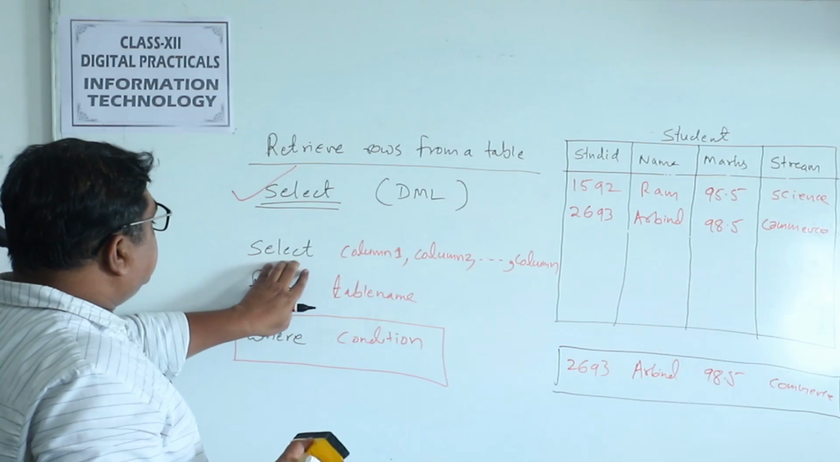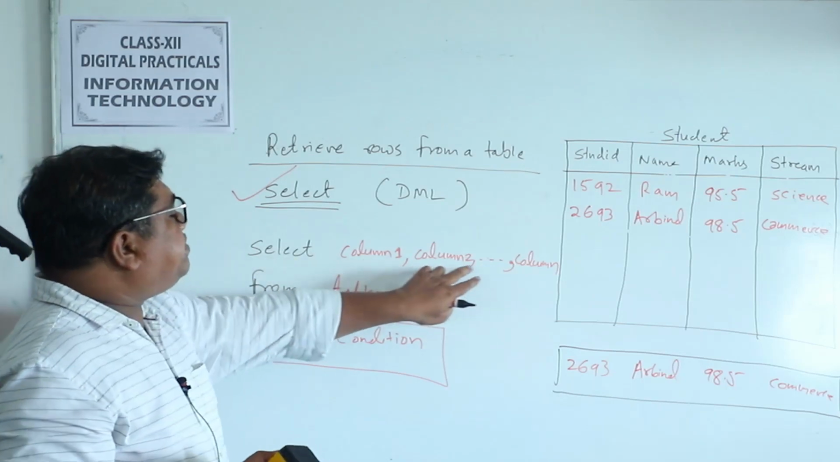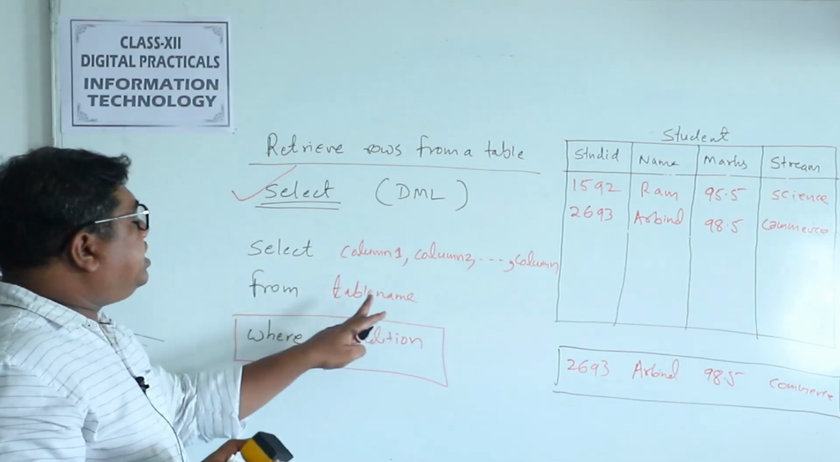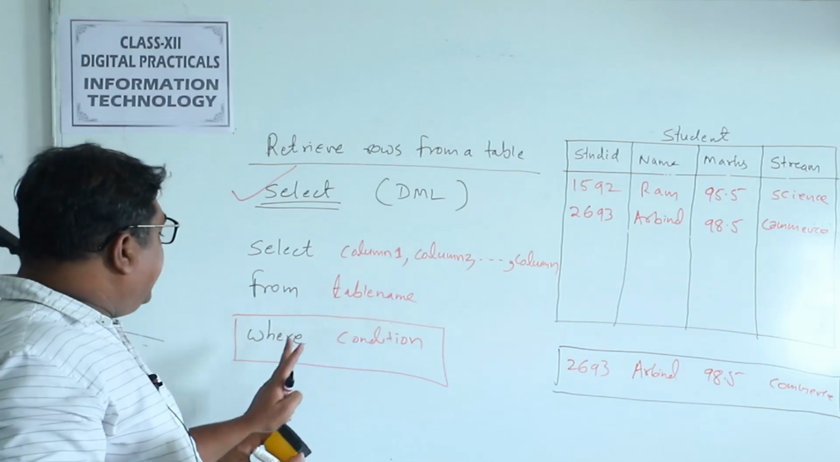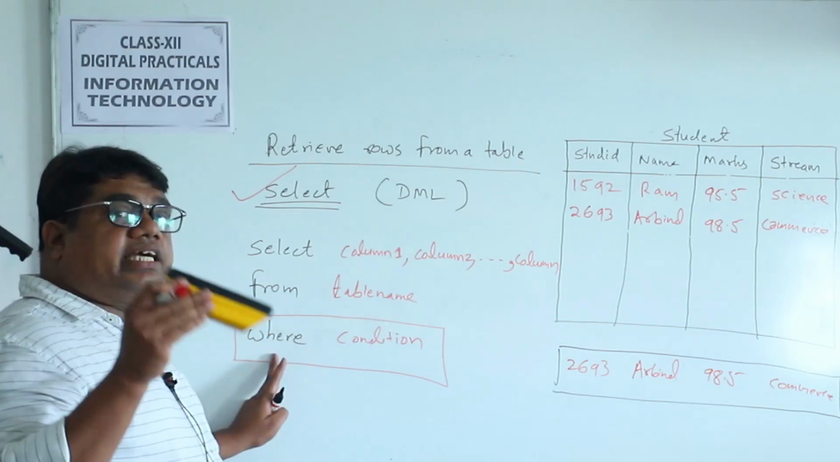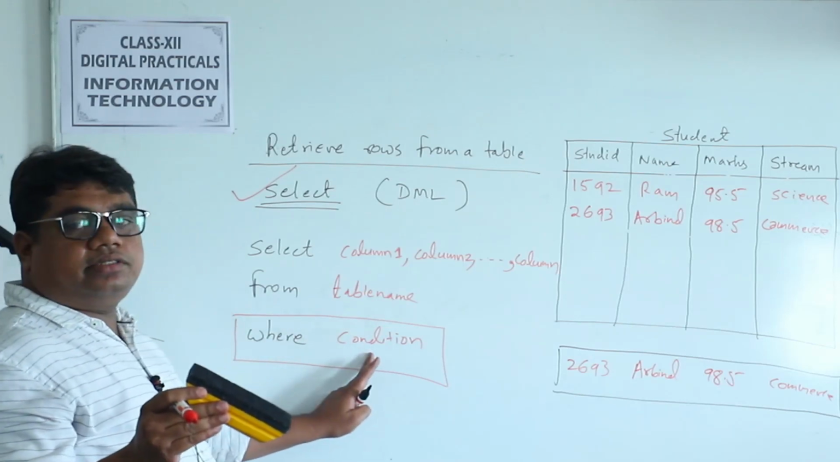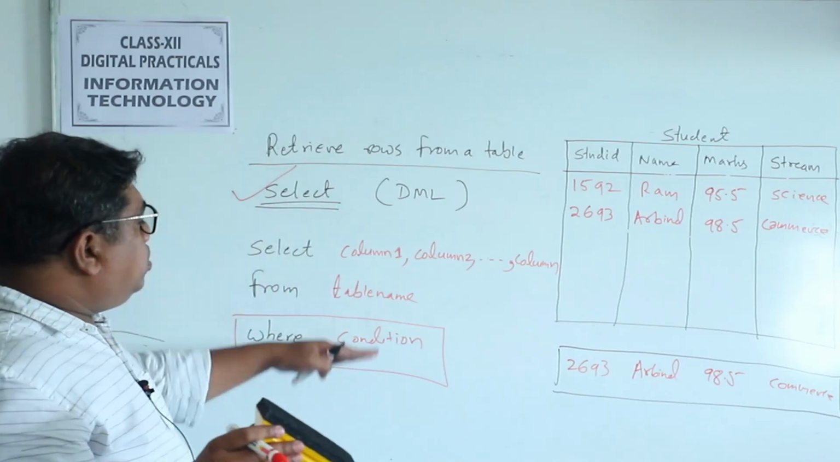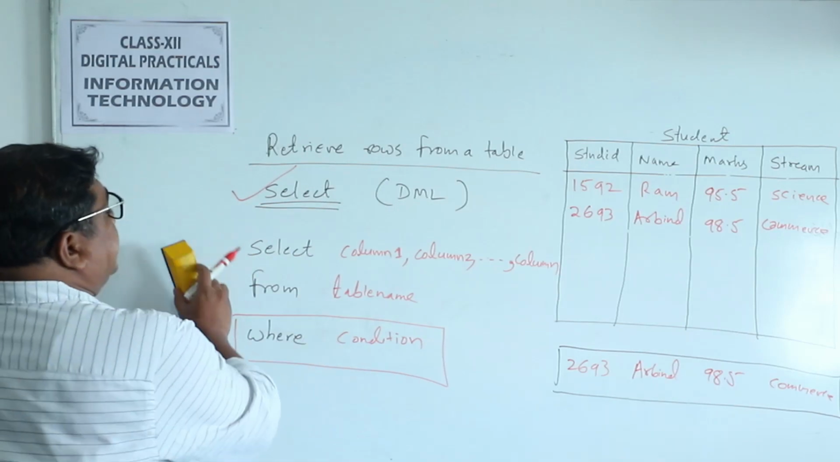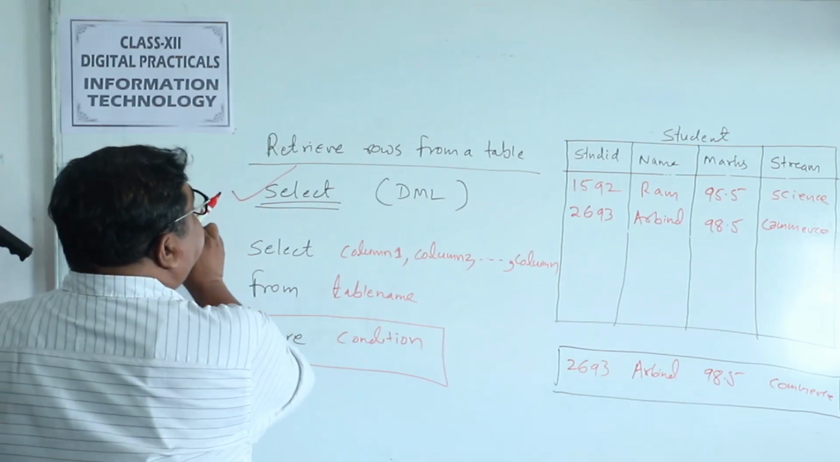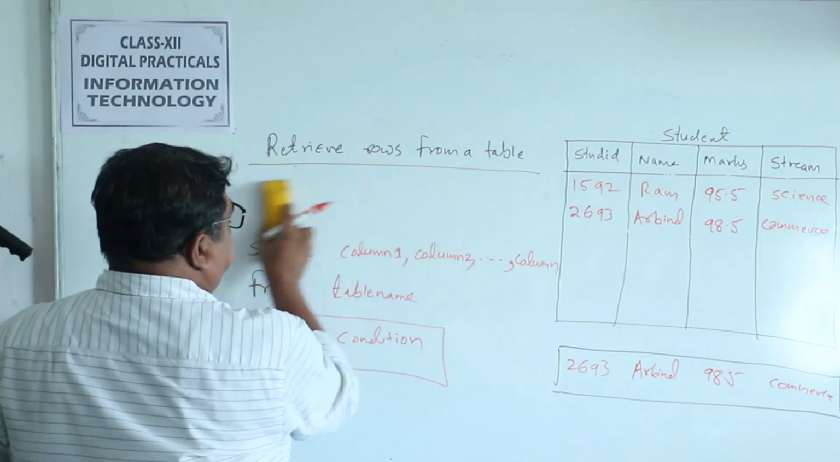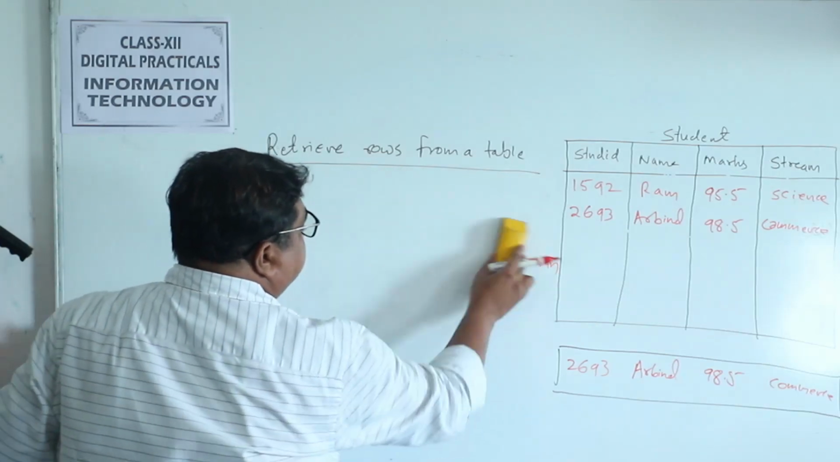So we use the keyword select, then we specify the column names, then from is a keyword, then we specify the table name, and to retrieve based on a condition, we use where, and we have to write conditions. So this is the rule. Now, how are these conditions written in SQL?